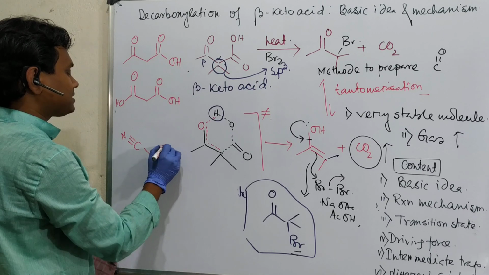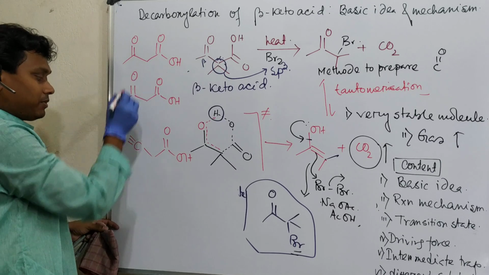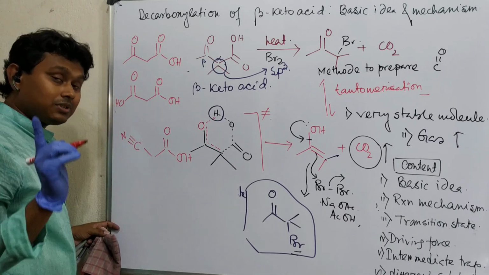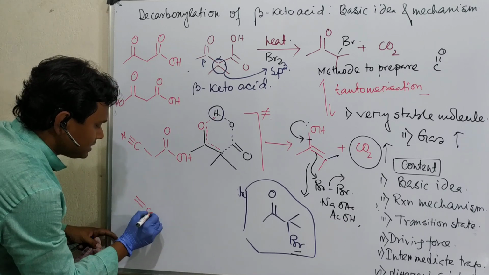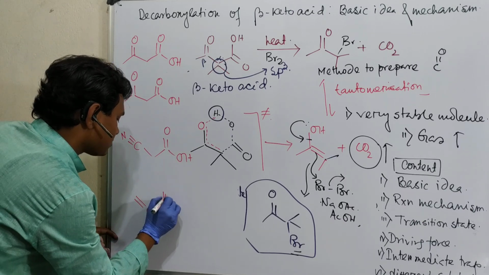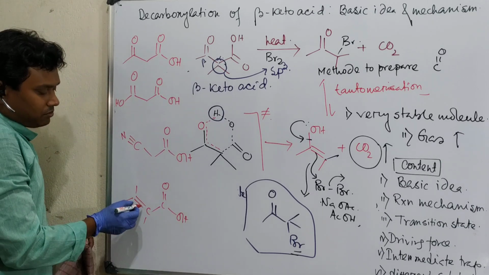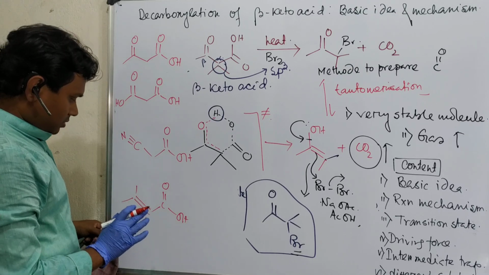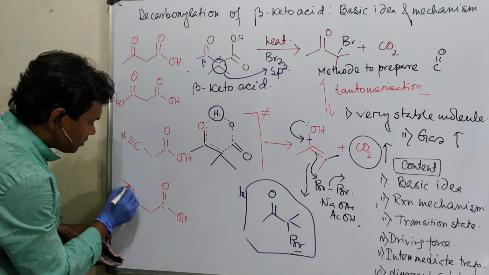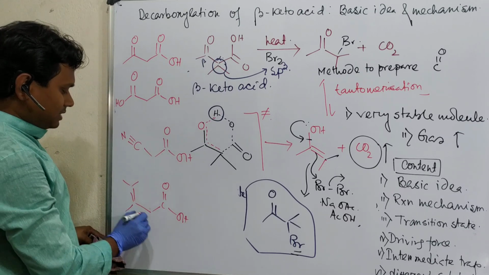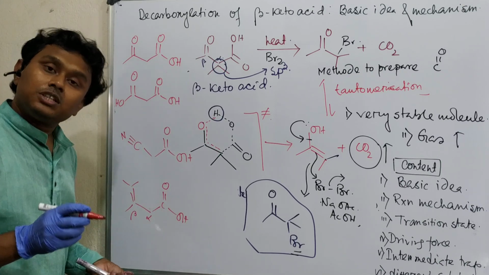Ethyl cyanoacetic acid is similar. See, this is not C double bond O, this is a C double bond N multiple bond. You may even consider C double bond C. Such types of derivatives also, because the mechanism is similar. Sorry, I made a mistake. See, the mechanism is similar. This is alpha, this is beta. So all show this property.